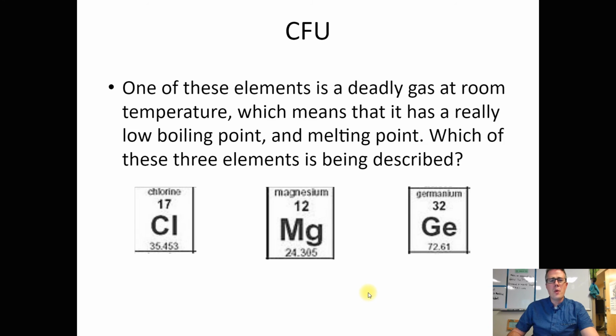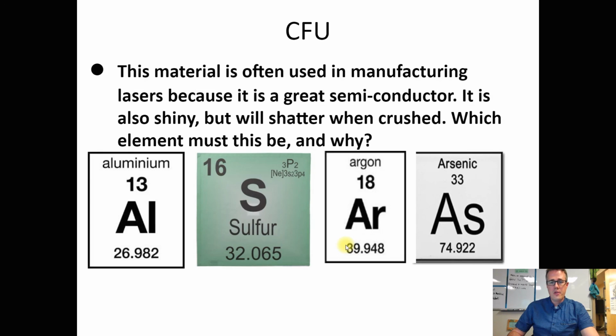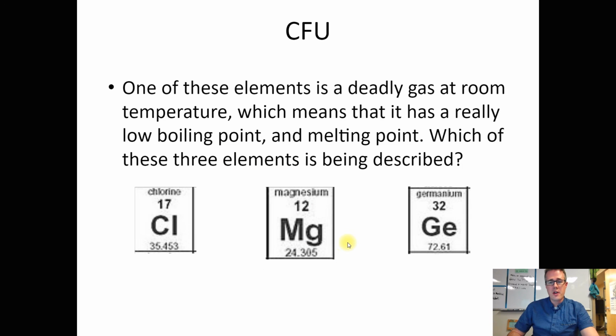Here's the next one. One of these elements is a deadly gas at room temperature, which means that it has a really low boiling point and melting point. Which of these 3 elements must it be? Pause and think about this one. If you're still watching, you're ready to check your answers. Magnesium and germanium are both metals, so those are not going to count because metals are not gas at room temperature. The only option is chlorine. Chlorine is a non-metal. It has a low melting point.